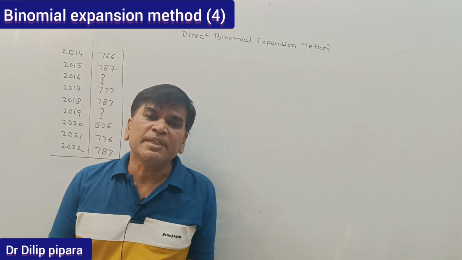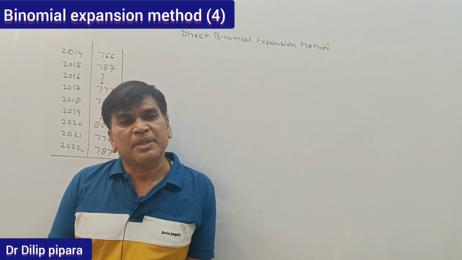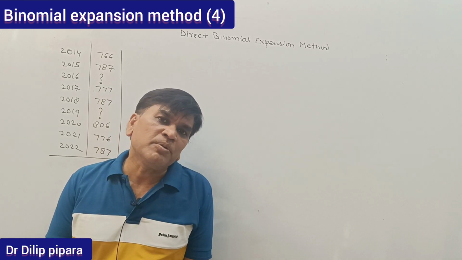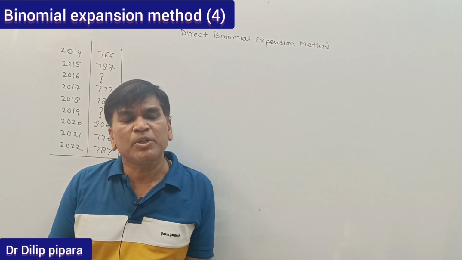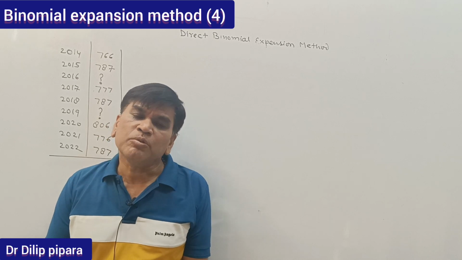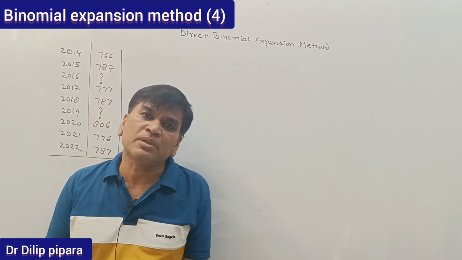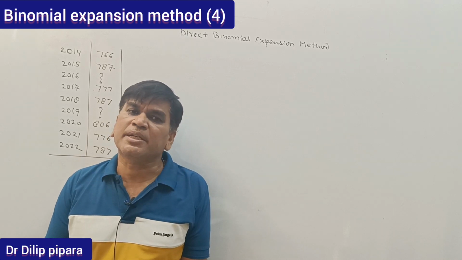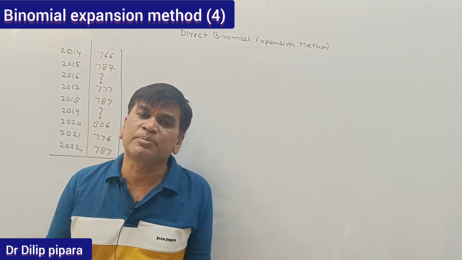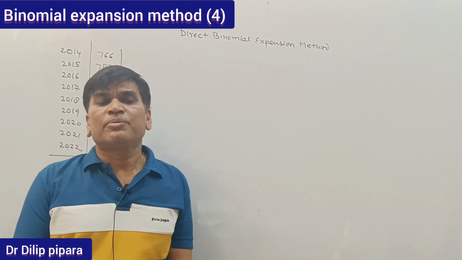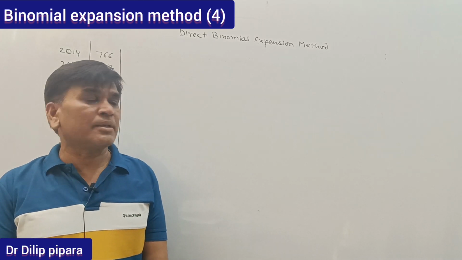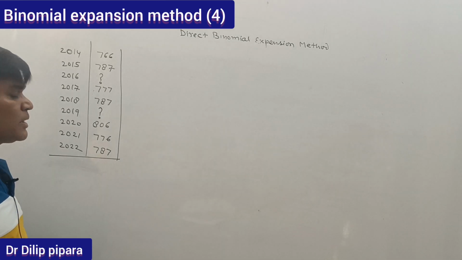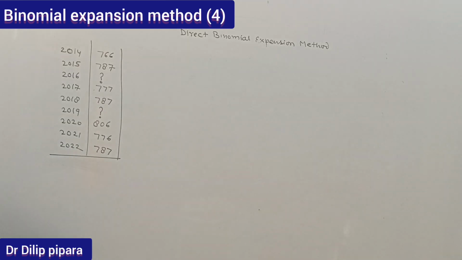In the interpolation and extrapolation chapter, we have learned how, if two values are missing in the binomial expansion method, we can calculate both missing values. In today's video also, we have taken the same example of two missing values to get command over this method. We have the production data from 2014 to 2022.